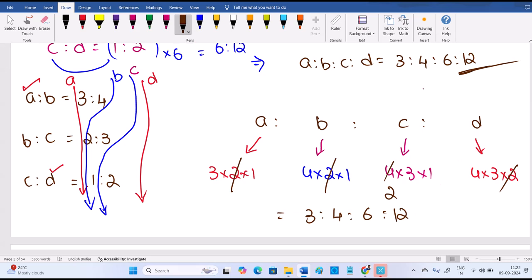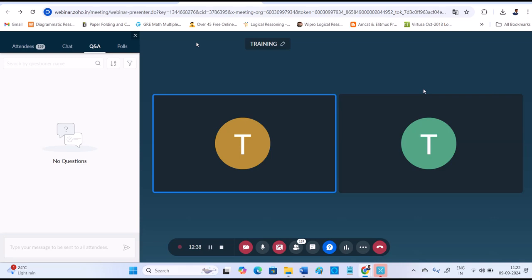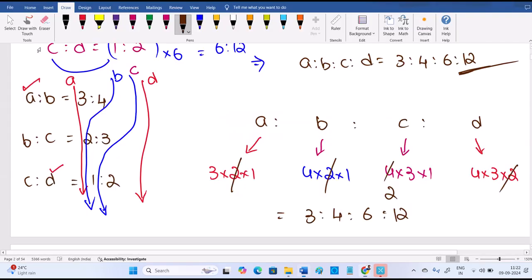A is the left, first one. So the first column multiplication is A, and the last column multiplication is nothing but D. B is from left side to right side, one step you are moving. A to B, one step right side moving, one more step moving C, one more step moving D. So that's what A, B, C, D: 3, 4, 6, and 12.